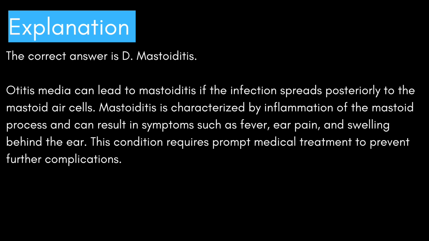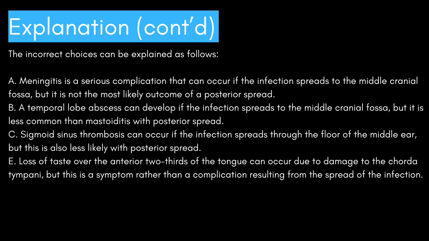All right, let's go ahead and see why the other answer choices are incorrect. The incorrect choices can be explained as follows. A. Meningitis is a serious complication that can occur if the infection spreads to the middle cranial fossa, but it is not the most likely outcome of a posterior spread. B. A temporal lobe abscess can develop if the infection spreads to the middle cranial fossa, but it is less common than mastoiditis with posterior spread.